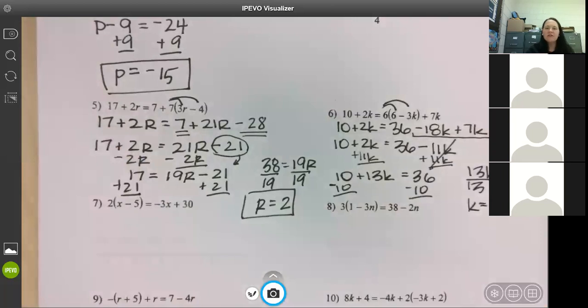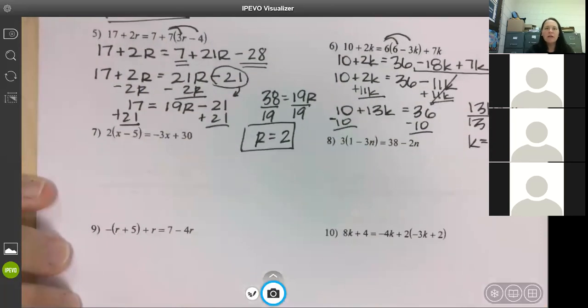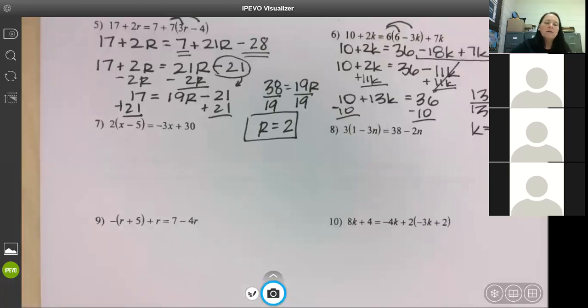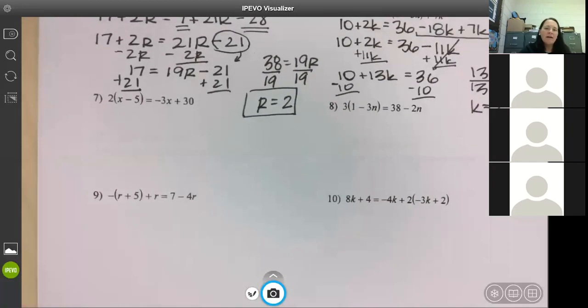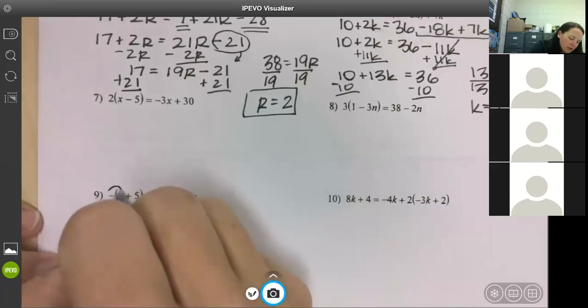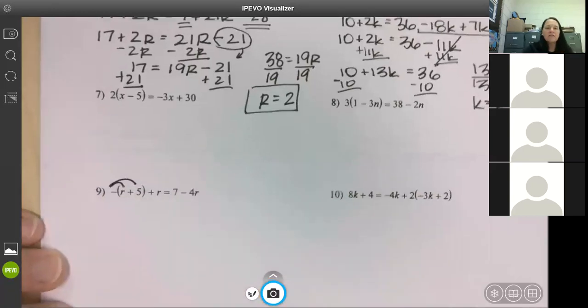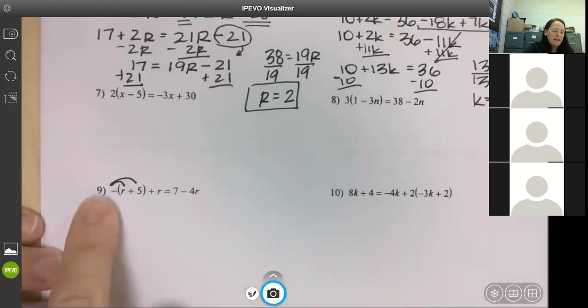Okay. 7 and 8 are exactly the same as those. I want to look at number 9. They're all the same. 9, 10. They're all, guys, they're all the same. We're distributing. The only reason I really want to look at 9 is because it has this negative to the outside. What is a negative times R?